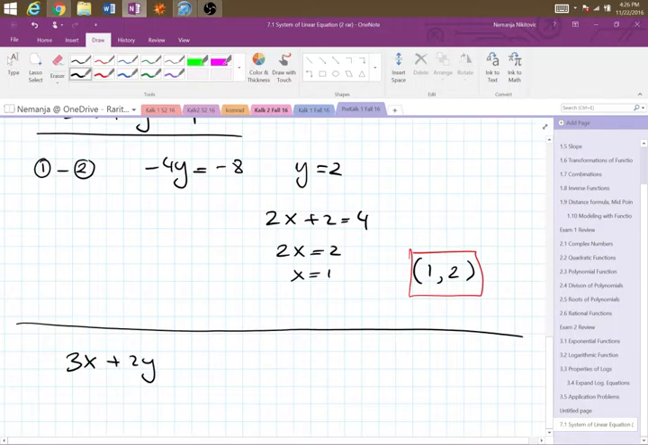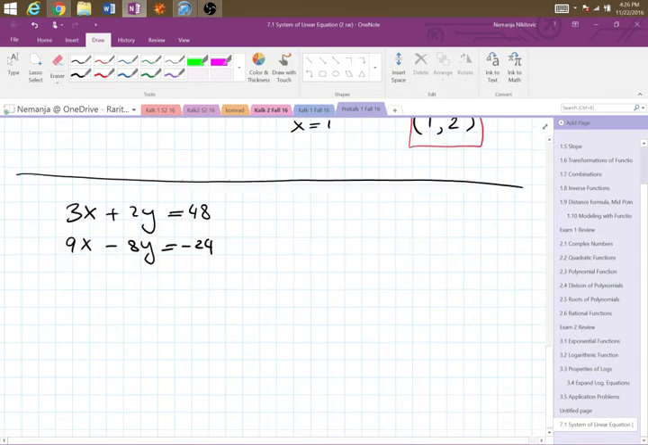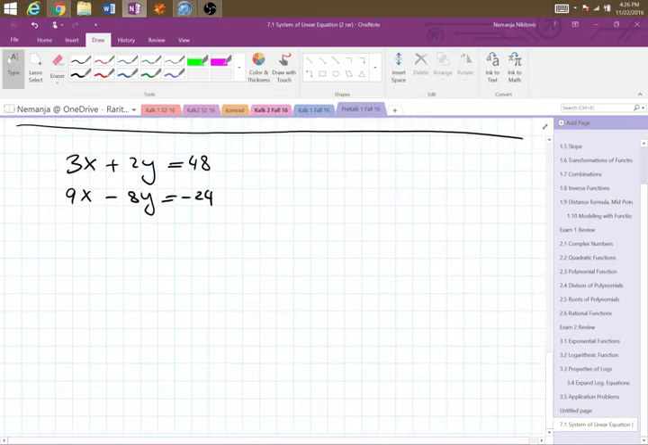3x plus 2y equals 48, to make matters worse. And then 9x minus 8y is equal to negative 24. Okay. So we do not have a coefficient of 1 in front of any of the four, x, y, x, y. So what would you propose to do? Yes?